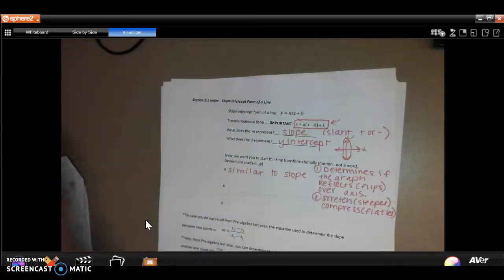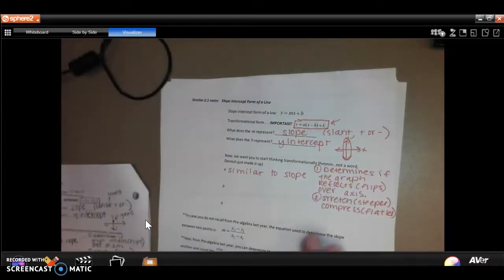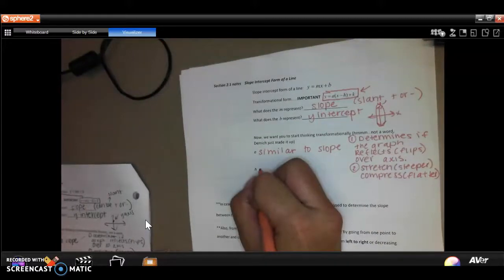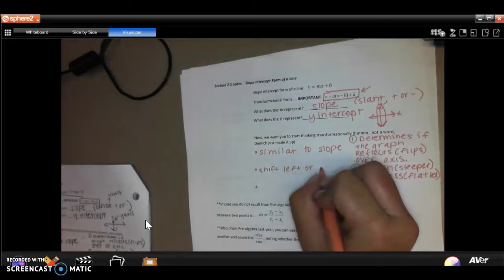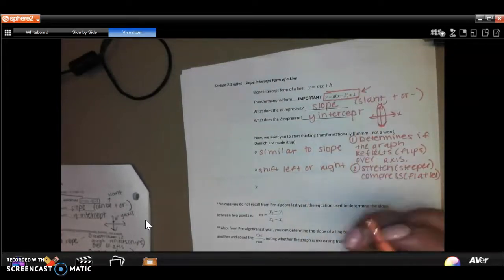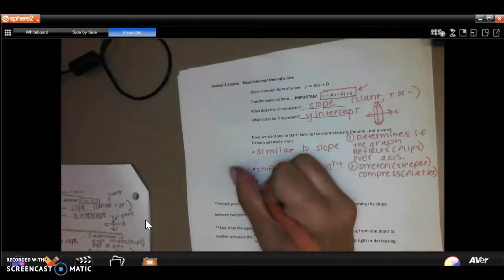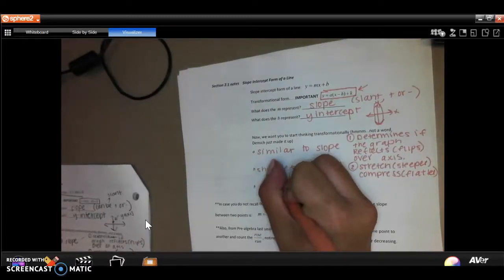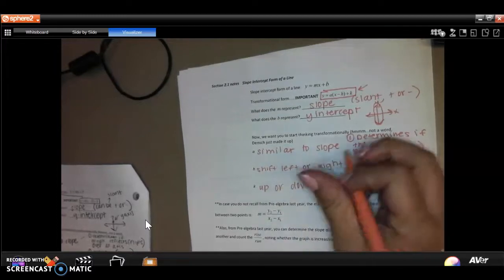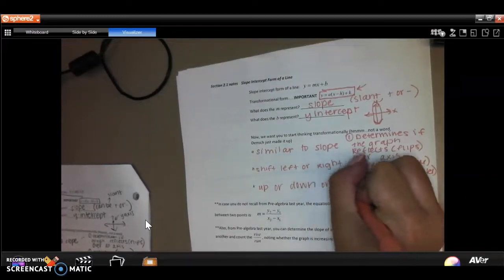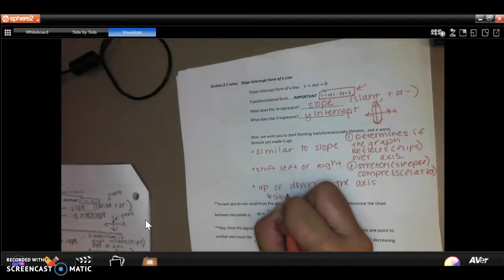My h tells me if I shift left or right. So that's my h. And my k, we're going to use this today as well. It tells me if I'm going up or down on the axis. This is similar to my b.